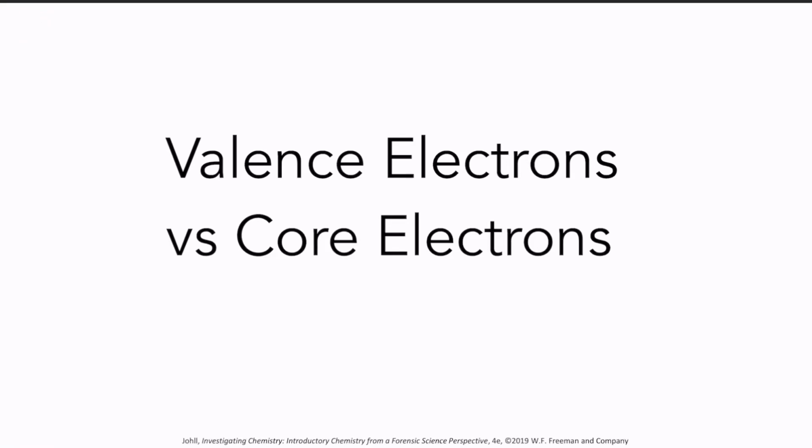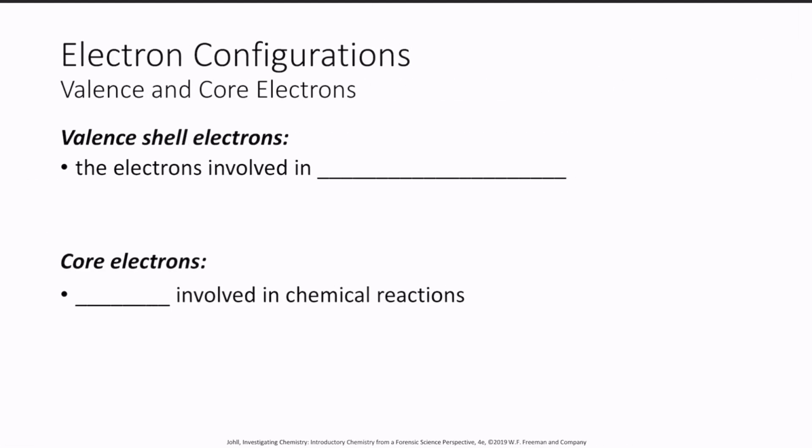In this video, we are going to look at the difference between the valence electrons and the core electrons of an element. The valence electrons of an element, or the valence shell electrons of an element, are the electrons in the outermost shell. And a shell is just the energy level. So they're the electrons in the outermost energy level, which means they are the furthest away from the nucleus.